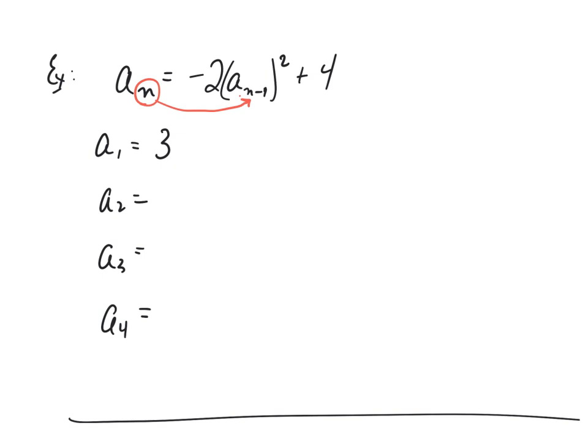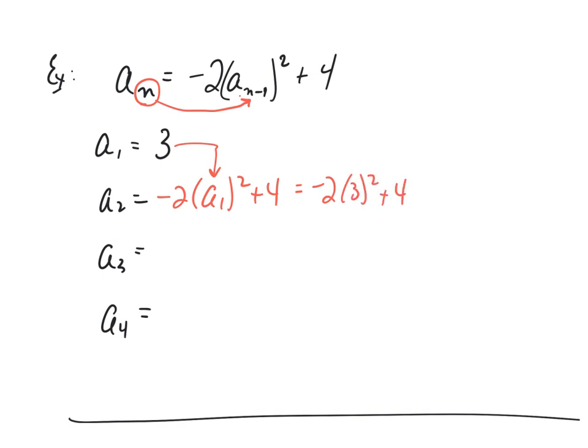So if I tell you that the first term is 3, then the second term is going to be negative 2 times a sub 1 squared plus 4. But since you know what a sub 1 is, you can replace a sub 1 with that number. Please notice I'm not putting in 1 or 2.